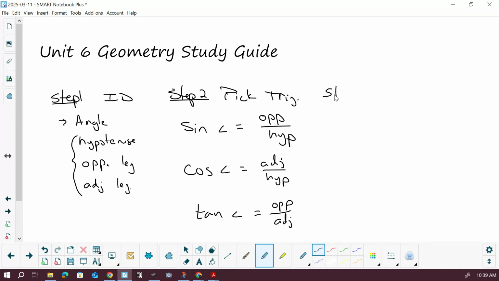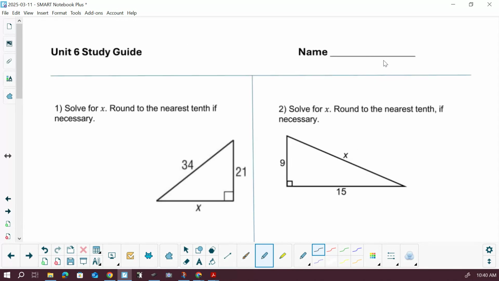The third thing that you do is you're going to plug everything in. So you'll have an angle, an opposite, a hypotenuse, right? All those things. You plug it all in, and then the last thing you do is solve. All right, so let's try some questions.